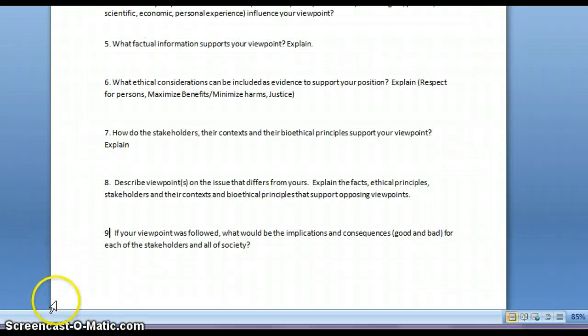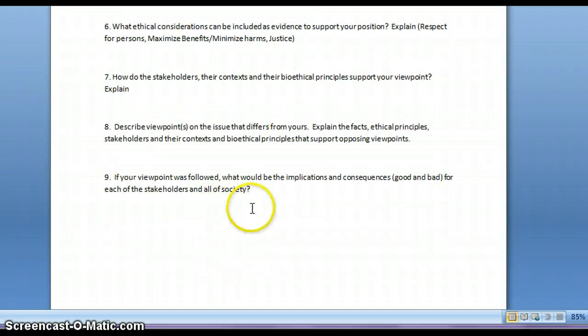So that's question 8. Question 8 is going to be pretty long because it's kind of doing all these other questions up here for the opposing viewpoint. The last question is, if your viewpoint is followed, if the viewpoint that you have on this ethical issue is the one that society says, okay, we're going to go with your viewpoint, what are the implications and consequences? What are the good aspects? What good things would happen because of your viewpoint being taken?